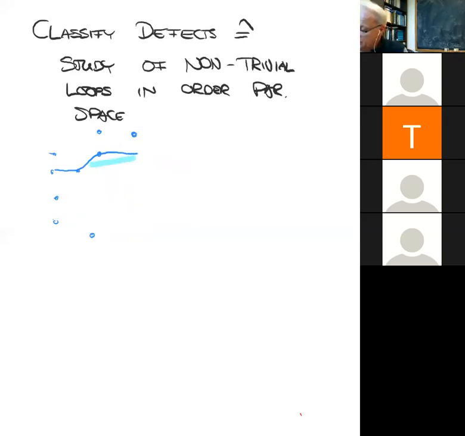So the usefulness of this whole theory is you can classify what kind of defects there are that cannot just disappear, that the only way to get rid of them is to slide them all the way to the edge of your system, okay? What these non-contractible loops detect are real defects that cannot just go away by a thermal fluctuation. So what we need to study are these non-trivial loops in order parameter space. And it turns out that there is a mathematical theory that's designed to do precisely that, okay?